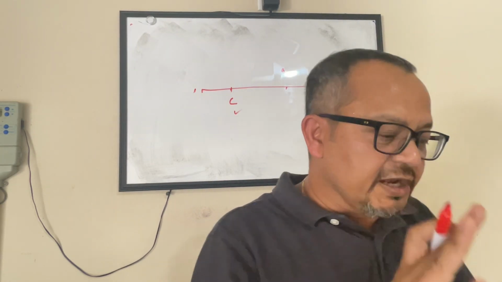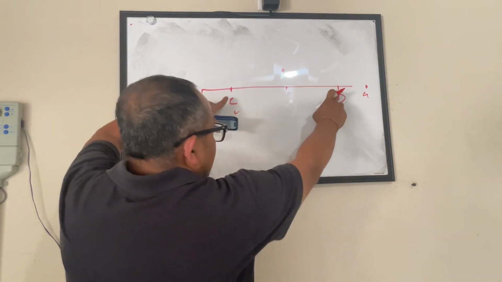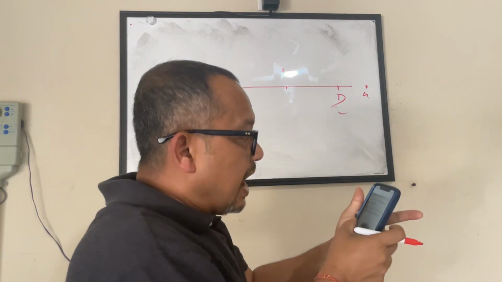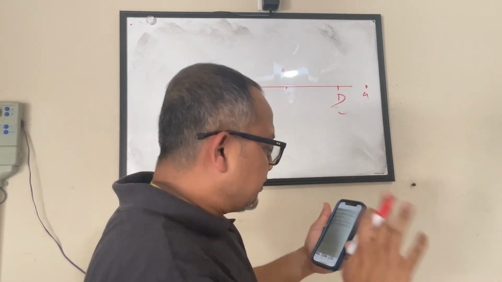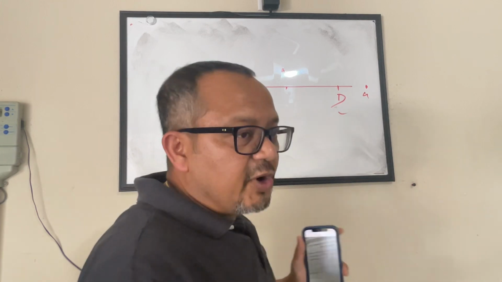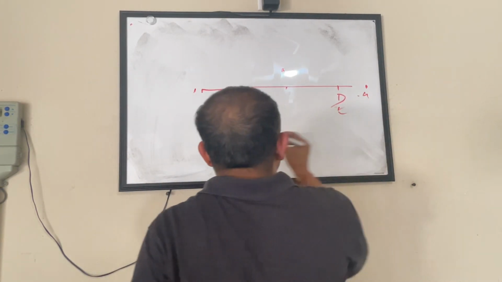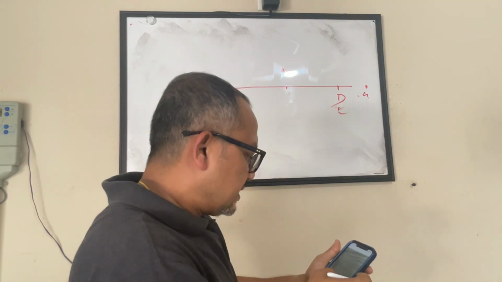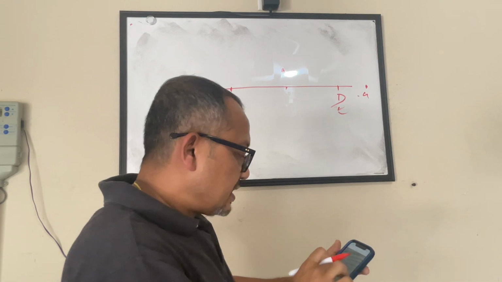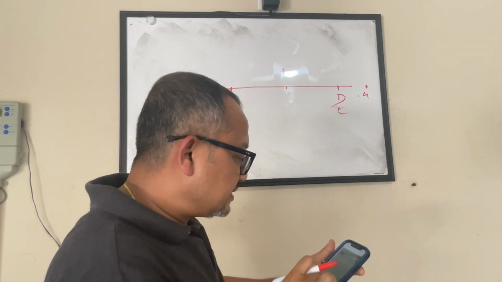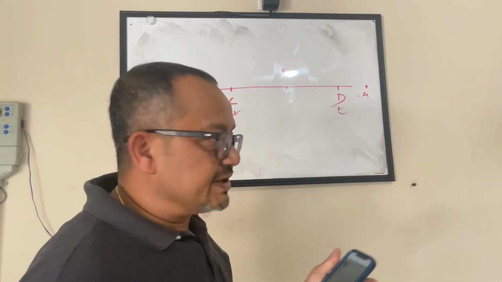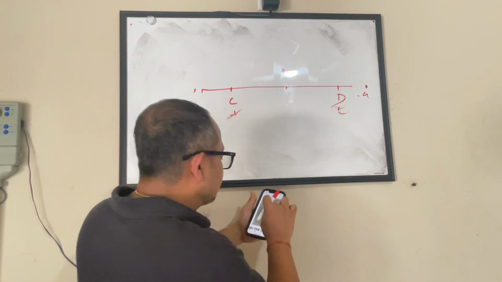Points C and D on a number line are both 4 units from point A. So this is 4 units from A, this is also 4 units from A. Which of the following gives the coordinates C and D? Now let's look at the answers first.